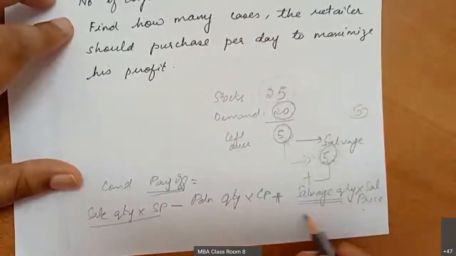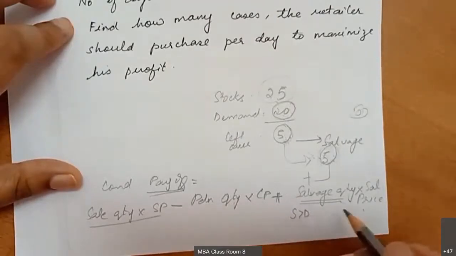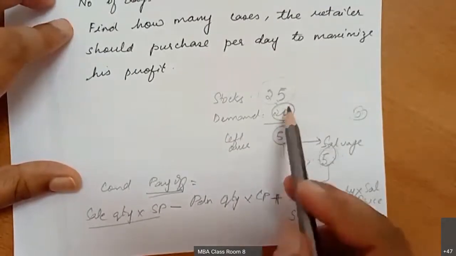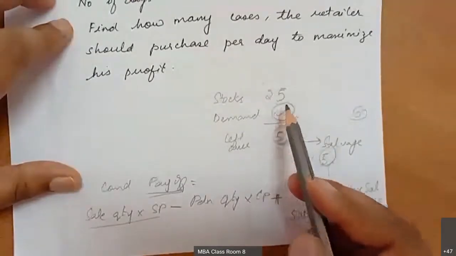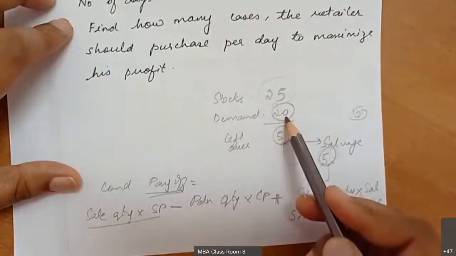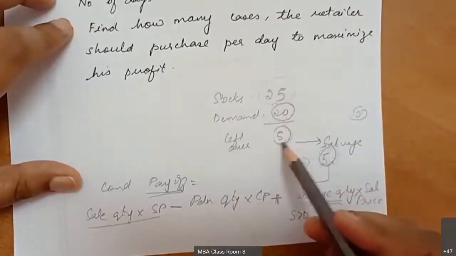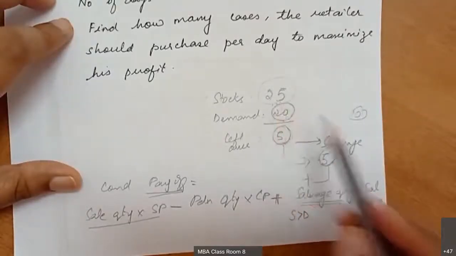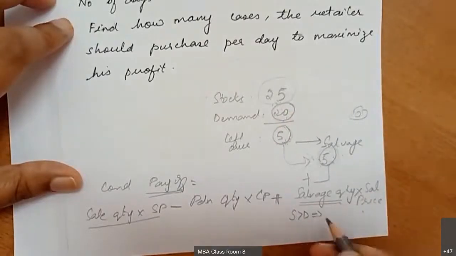Okay, how will you calculate the leftover? When the supply is greater than the demand. The situation is this one: 25 where the supply is greater, only 20 were demanded. How will you get the salvage quantity? Subtract both. So when the supply is greater than the demand, supply minus demand gives the salvage quantity.